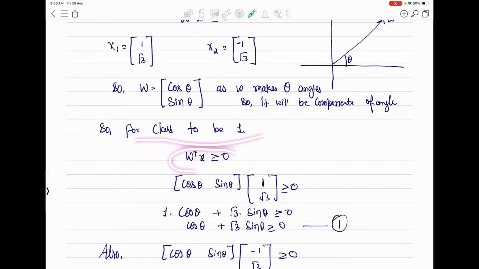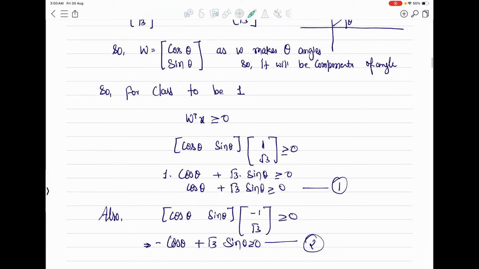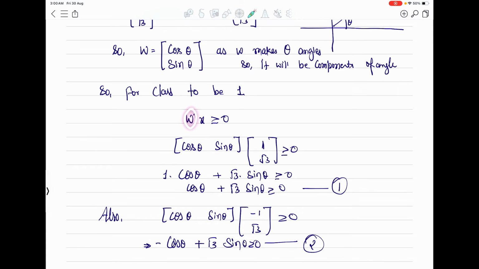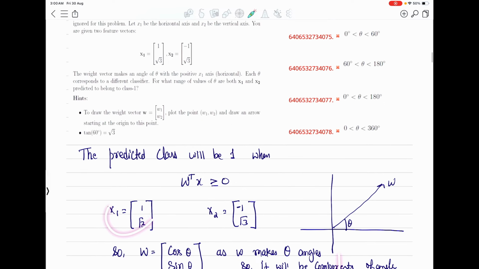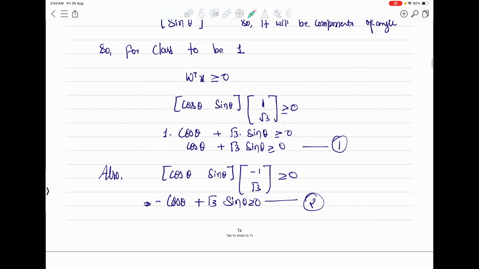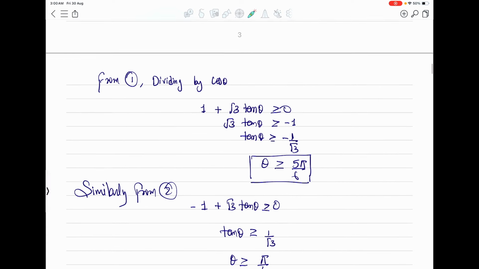Now, for the class to be 1, we know that this condition has to be true. That means w transpose, that is this transpose, times x. Let's say we take the first vector, so it will be 1, root 3, the first feature. That will be greater than or equal to 0. This is nothing but the dot product, and when you do this you will get something like this. I marked it as 1. Similarly, for the second feature vector you will get something like this. I marked it as 2.